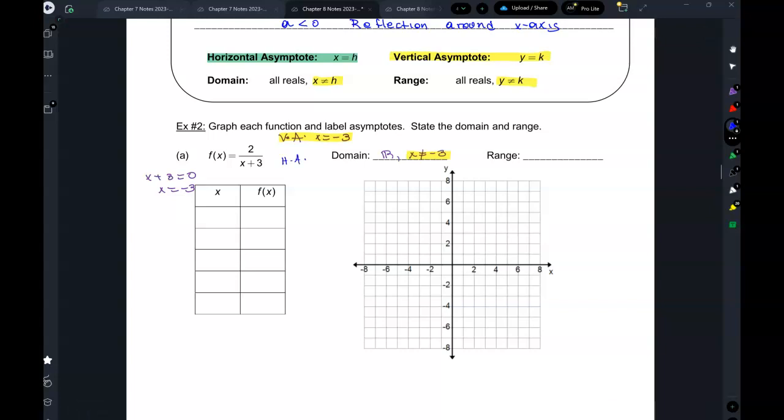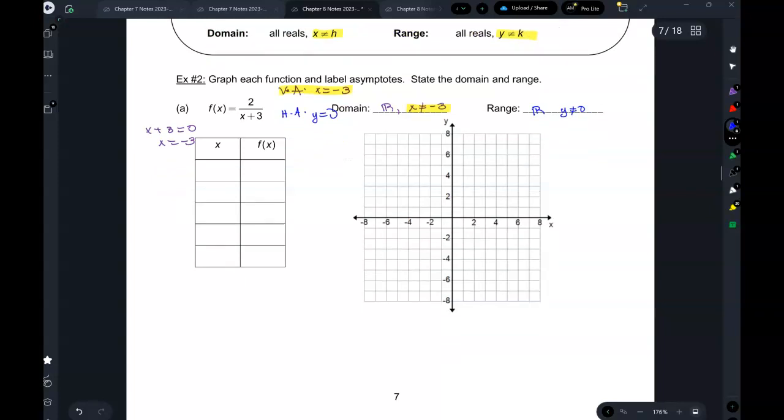Now the horizontal asymptote is y equals 0, because has this moved up or down? No, it has not. So the range is all real numbers, but y cannot be 0. And again, whatever the horizontal asymptote is, that's the value you exclude from the range. Wait, so then the domain could be 0? Correct. 0 is included in the domain. The domain excludes all the numbers that make the denominator 0.